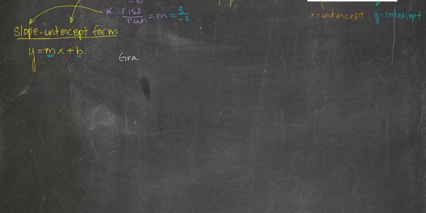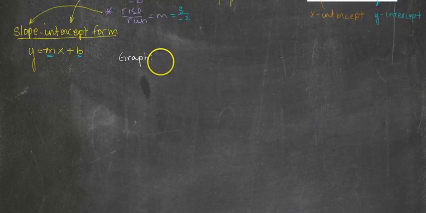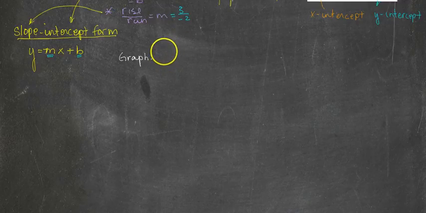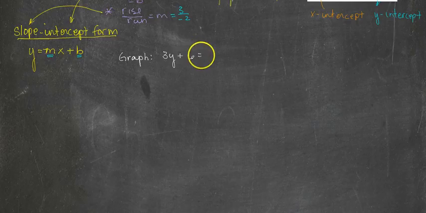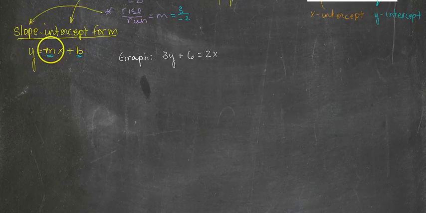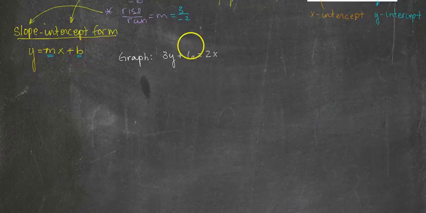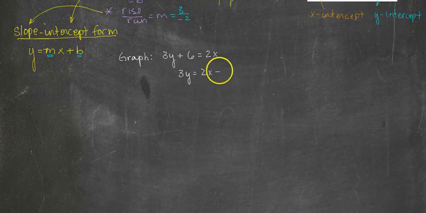Let's graph, I'm going to make one up. It's always a bad idea. If it's too ugly, I'll erase it and you won't even know I did it, but let's see. Graph 3y plus 6 equals 2x. Okay, 3y plus 6 equals 2x. First thing I need to do is solve for y and hope I end up with an mx plus b form. So first let's solve for y. I'm going to subtract 6 from both sides. So 3y equals 2x minus 6.